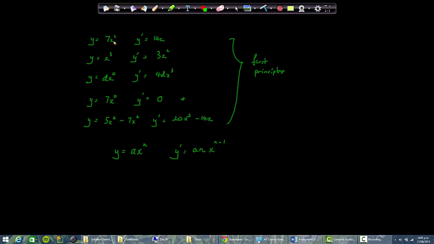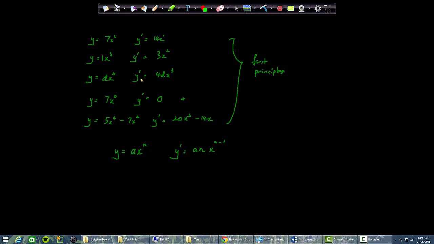So let's verify that. 2 times 7, yeah, that's 14. Subtract 1 from that power, you get x to the power of 1, which is what we've got here. 3x cubed, well the coefficient is a 1. 1 times 3 is 3. Take 1 off that power, you get squared.